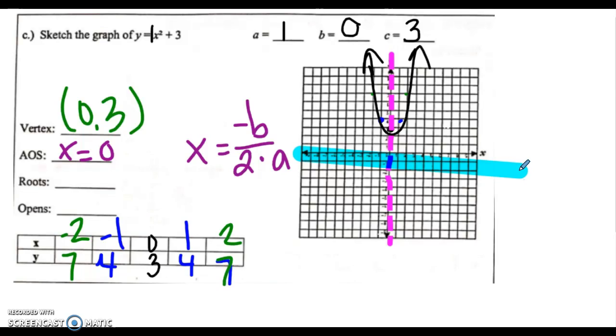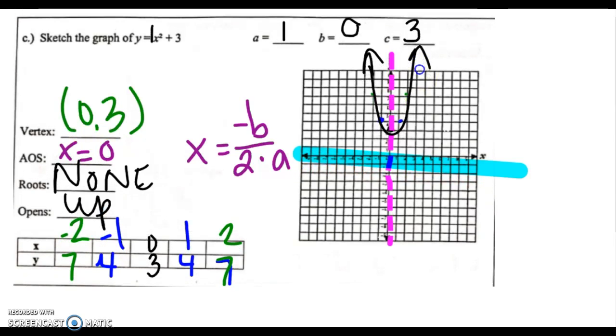Okay, when does it cross the x-axis? It doesn't? Well, then, how many roots do you have? None. I don't have any because it doesn't cross. So there's no real solutions for this. Which way does it open? Up. So do you see why I decided to come through this later? Hopefully you see that it never crosses the x-axis. That means there are no roots, no real solutions. And that will happen now and again.